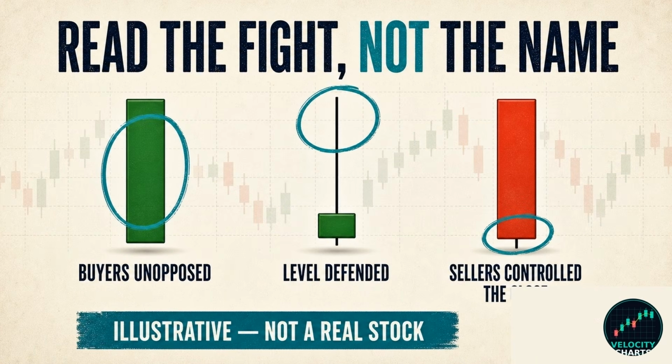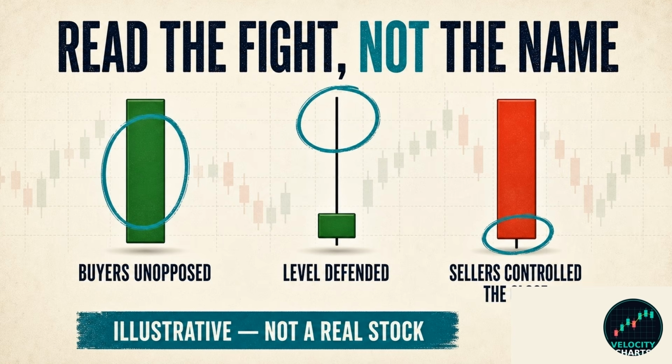Let's read 3. Illustrative only. I'm not calling any stock. Candle 1. Long green body. Almost no wicks. Reading: buyers ran it from open to close. Unopposed. Nobody wanted to sell into it. Candle 2. Small body. Very long upper wick. Reading: price ran up toward a price zone, got slapped back, closed near where it opened. Somebody defended that level.